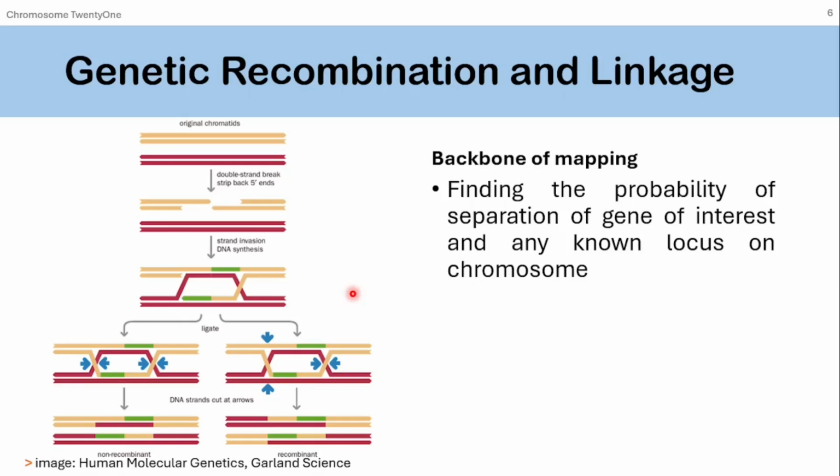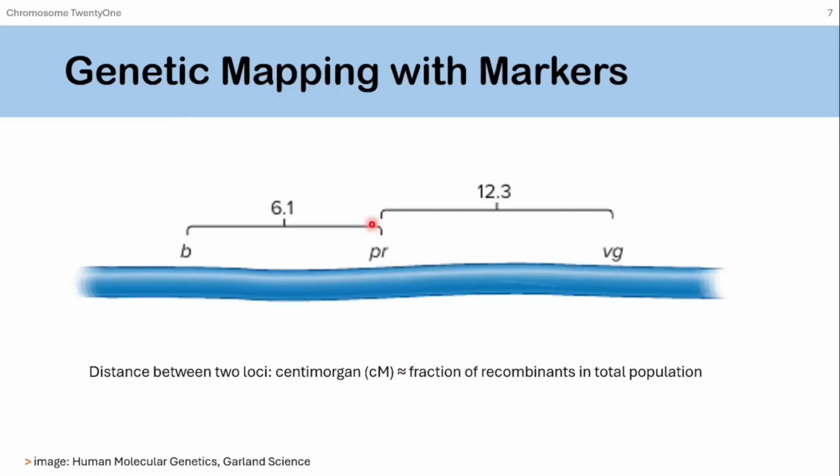on the chromosome. Now, to take an example, we see that there are three loci on this chromosome: B, P, R, and VG. They are separated by some genetic distances. These we will have to identify and calculate.